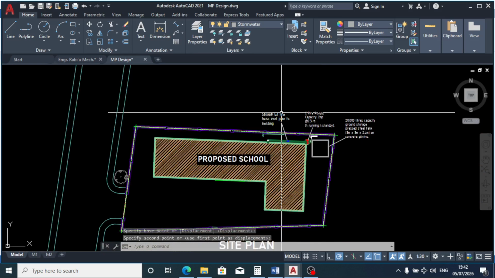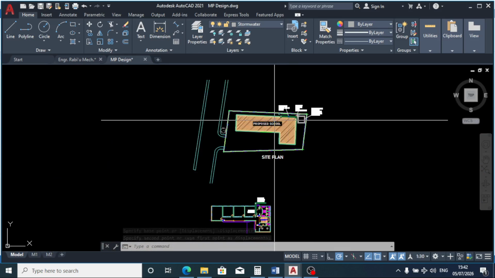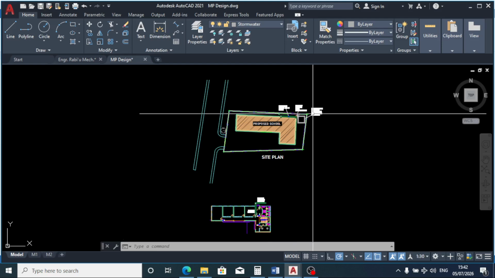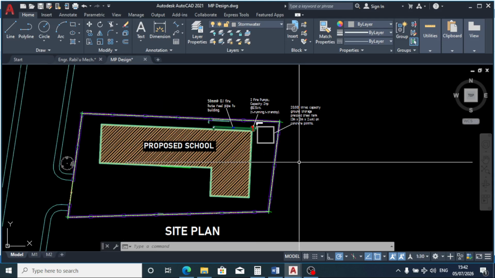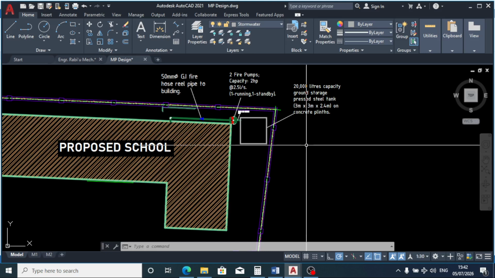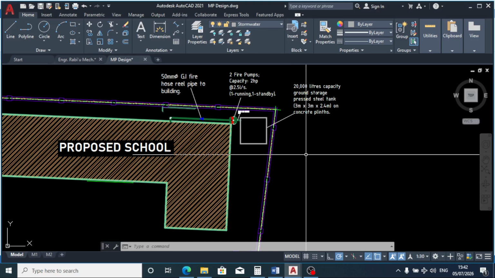Alright, so in our next session we are going to bring in our tank details to demonstrate how the connection is going to be. See you in the next session.